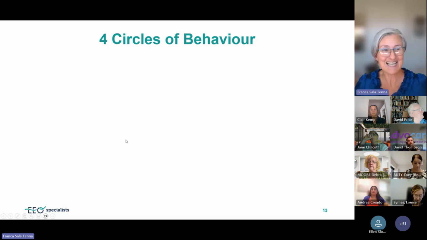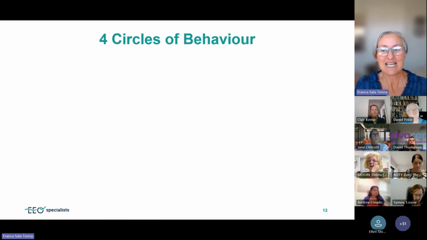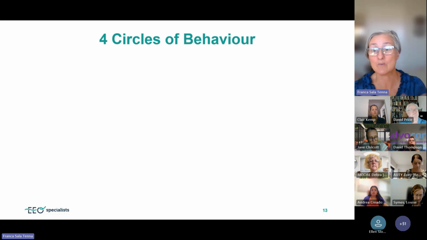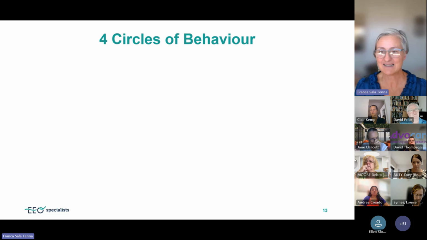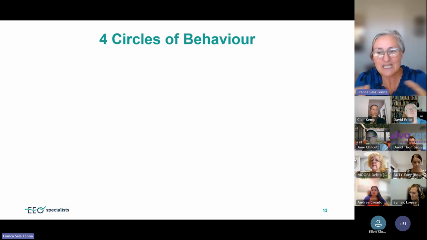So some of you in the room have obviously worked with me in the past, and up until recently, I've talked about these 3 circles of behaviour. And with me re-looking at psychosocial hazards last year, when we launched our new play on psychosocial hazards, I decided that it was time to create 4 circles of behaviour.